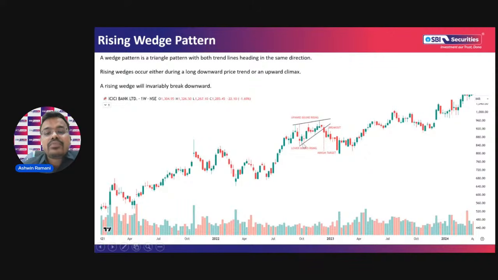At the same time, you will also see an upward sloping line. So it will be a higher high, higher low formation where the price contracts. And this is ideally seen after a prolonged uptrend or a prolonged downtrend. And that usually signals a reversal.